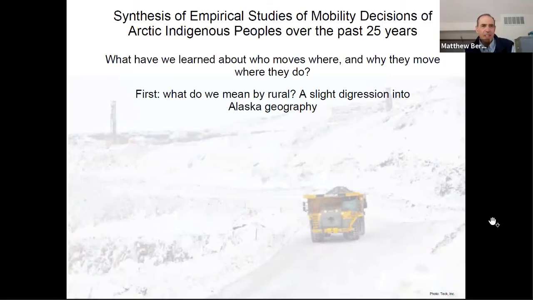So first, what do we mean by rural and urban? And that is a little different in Alaska than it is in other places, and doesn't necessarily work very well with the census geography because, as we'll see, I'm actually within the municipality of Anchorage, so it's definitely very urban, but I am far enough out in the boonies so that I don't have decent broadband.